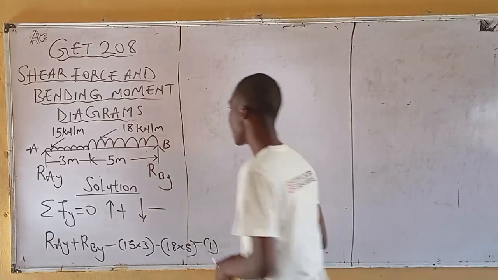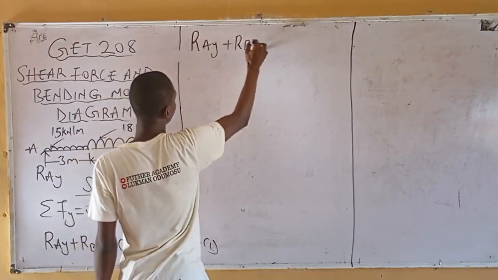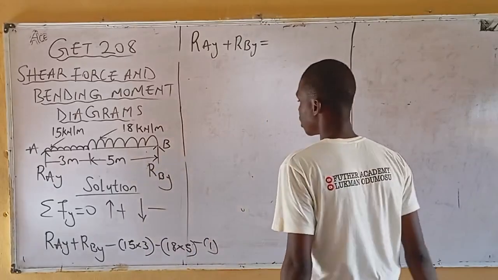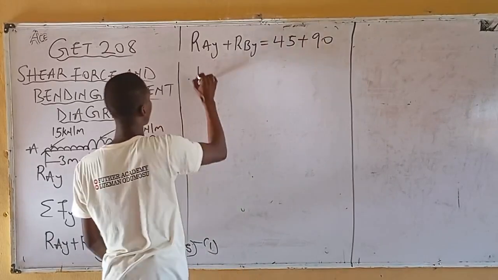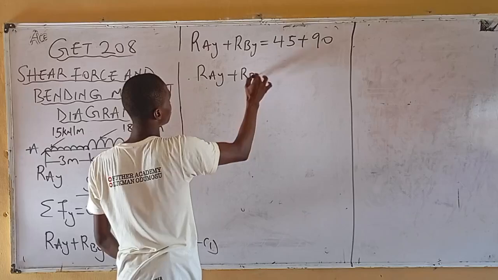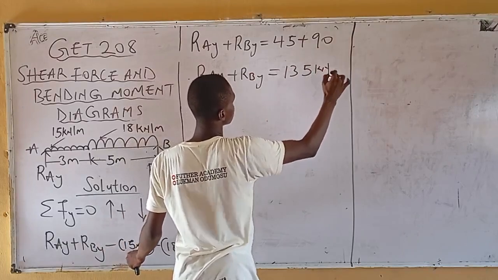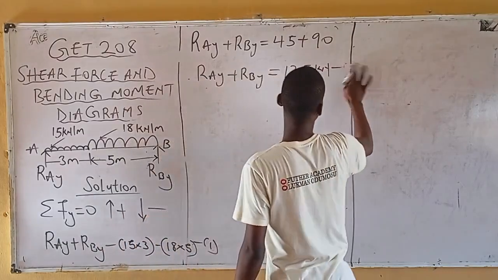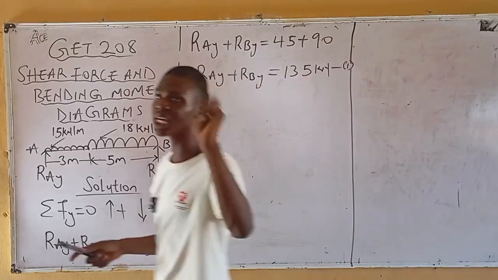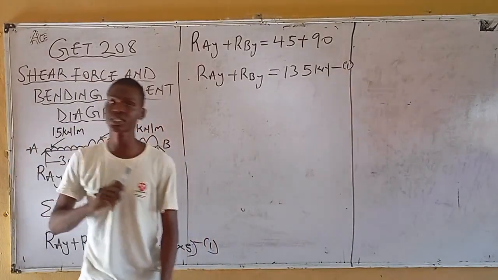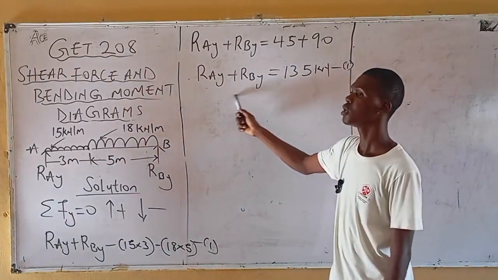Meaning from equation 1, please let's do this together. RAY plus RBY is equal to what? This will give me 45 plus 90. Meaning I have RAY plus RBY is equal to 135 kilonewton. Call this equation 1. You can see that the first example we did and this one, nothing has changed. The only difference is that we converted this UDL to a point load, and we end up getting the same equation 1.